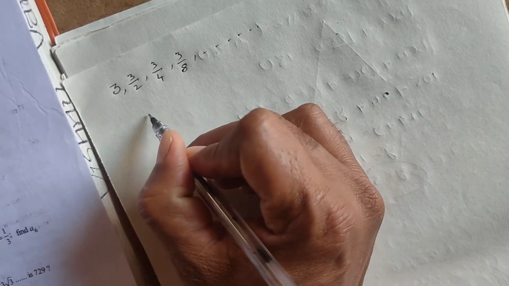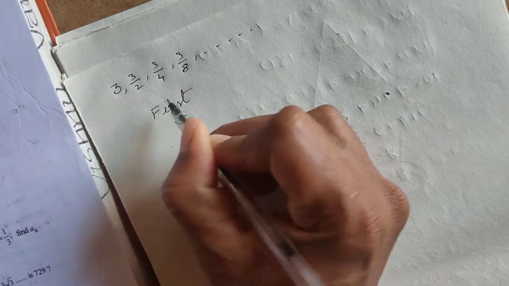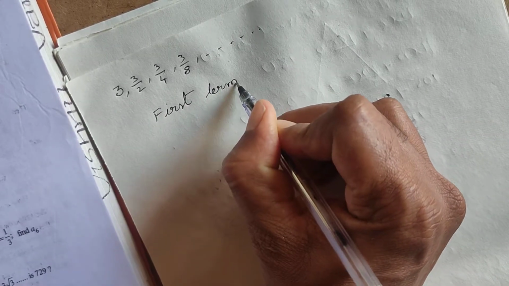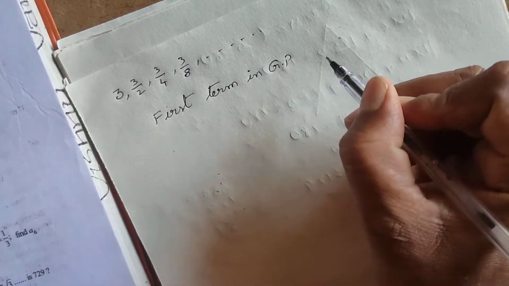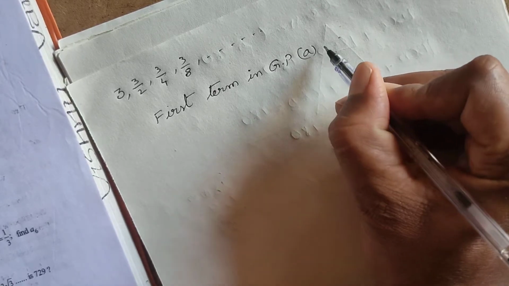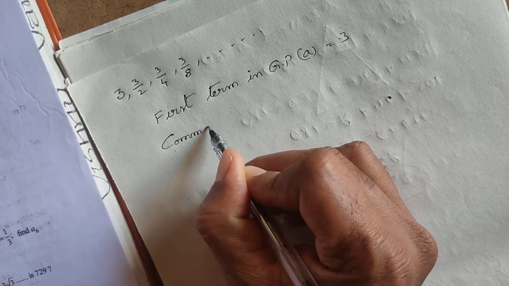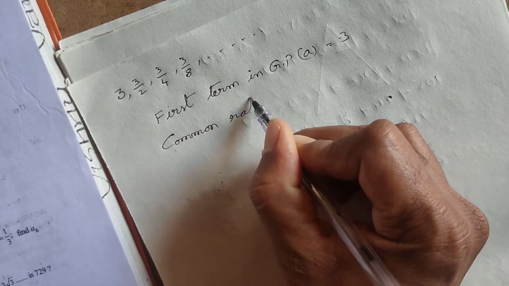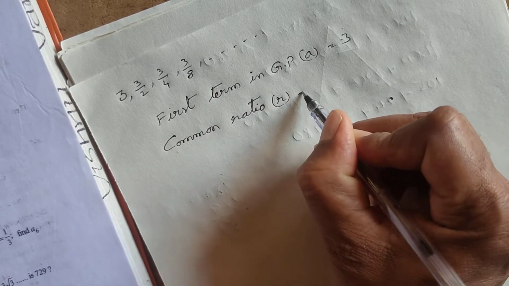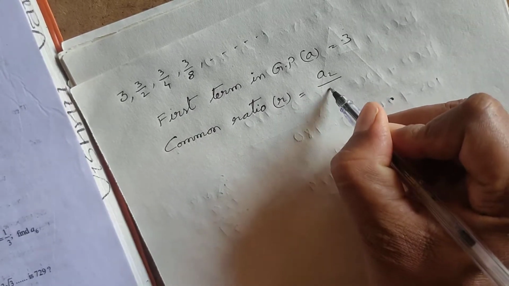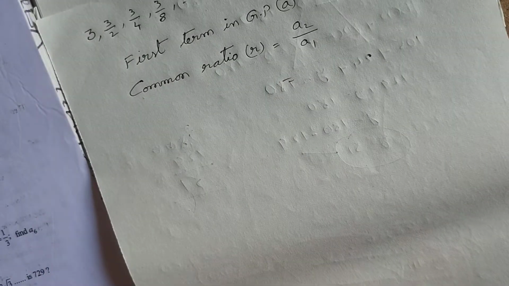So here, the first term in GP we denote with a only, and it is 3. Then common ratio. Common ratio should be represented with a small r, and the formula is a2 divided by a1. a2 means the second term in the progression.